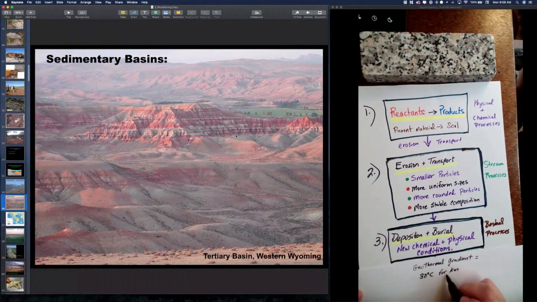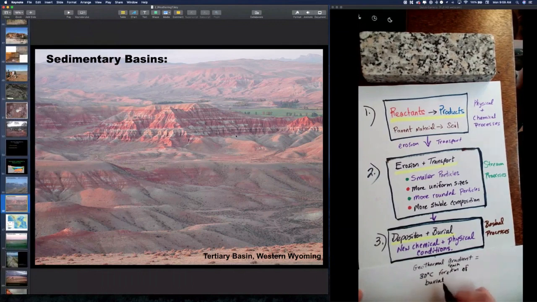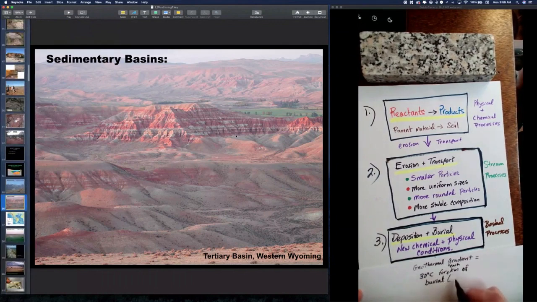For each, God, I gotta squeeze that in there. For each, that's the shortest way I could say it. For each kilometer of burial or depth inside the earth. It's really hot inside the earth.